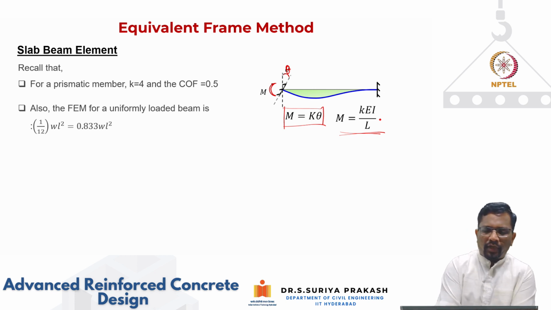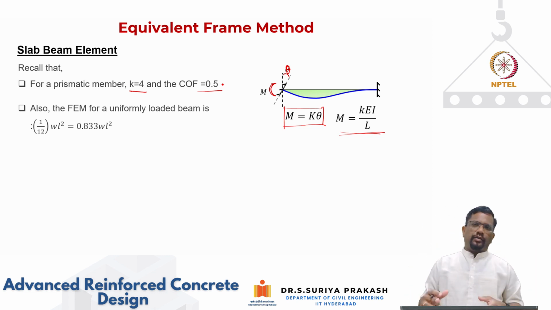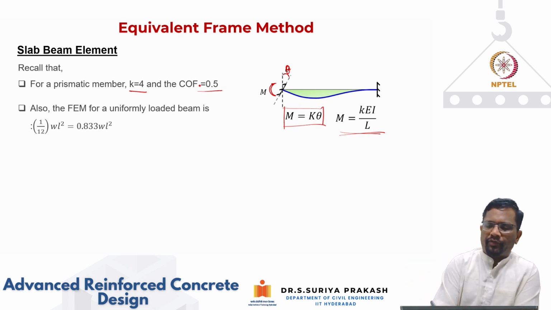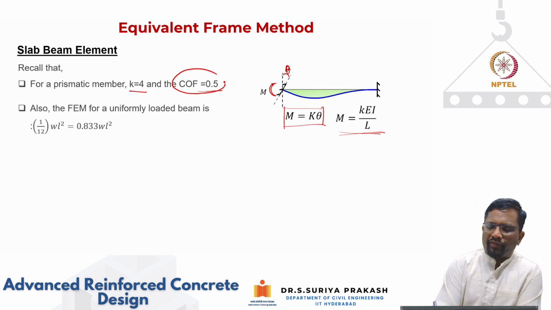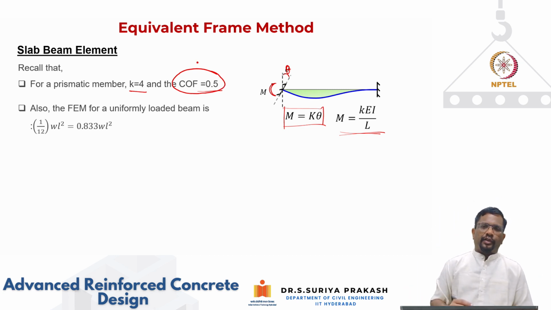So you know that. And then we also carry over, because now that I'm rotating this near end support, some moment will get carried to the far end also. That carryover factor, if you remember, is going to be 0.5. Okay. And also the fixed end moment in a uniformly loaded beam is WL square by 12.